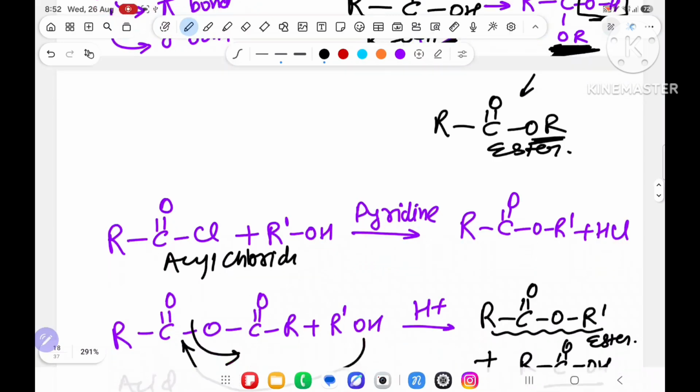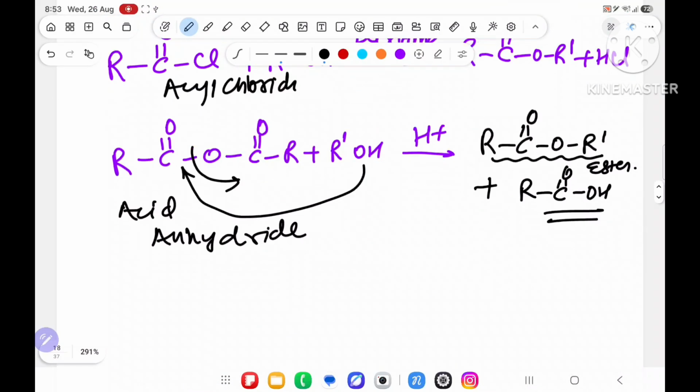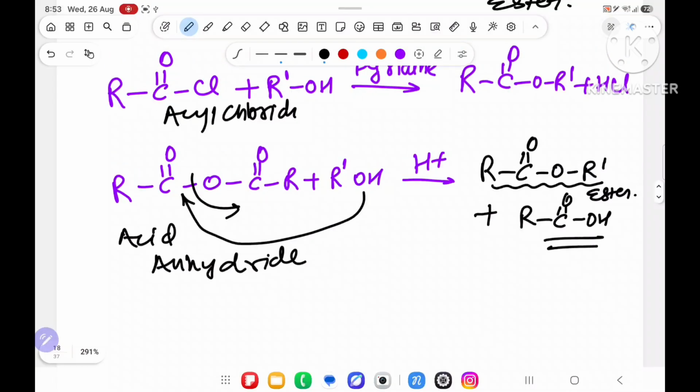Understood the esterification reaction? Everyone, any confusion? No sir, we understood it. Tell me the different part. If there is confusion, then you will say it.